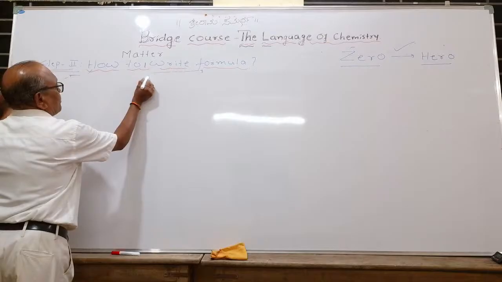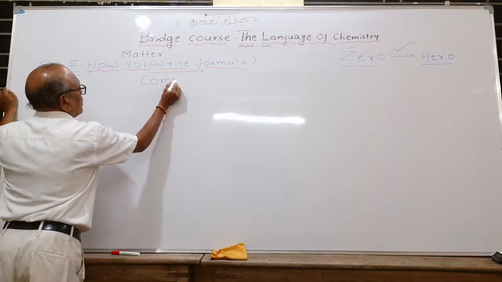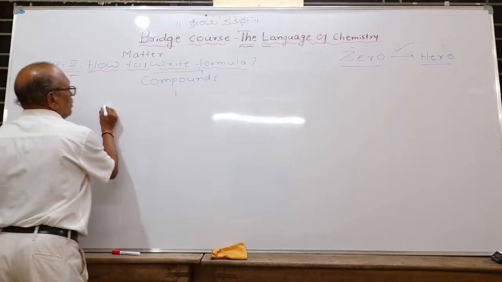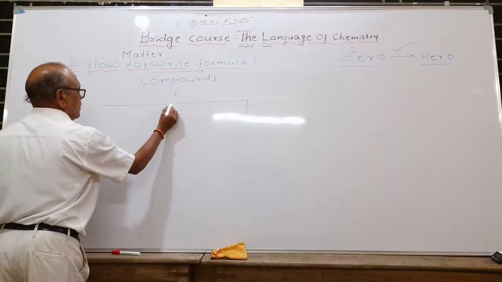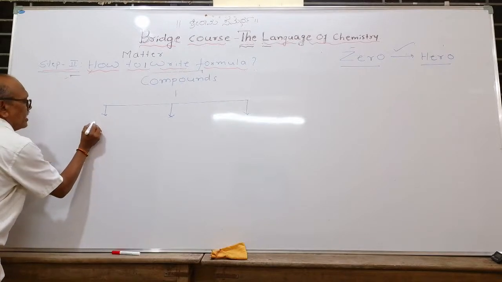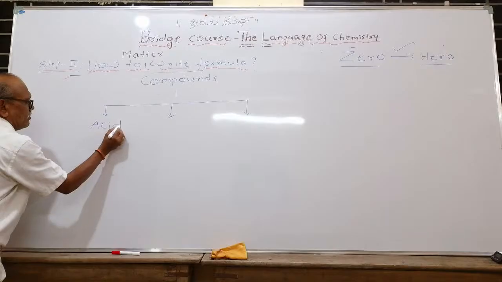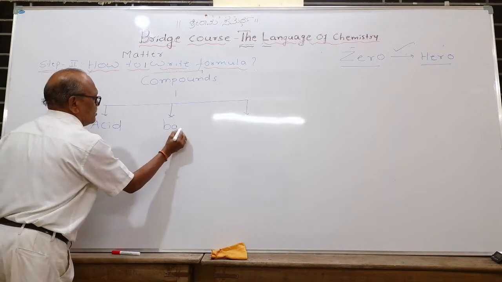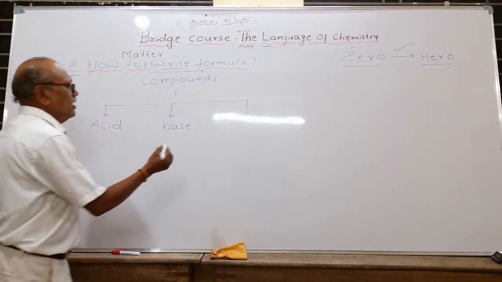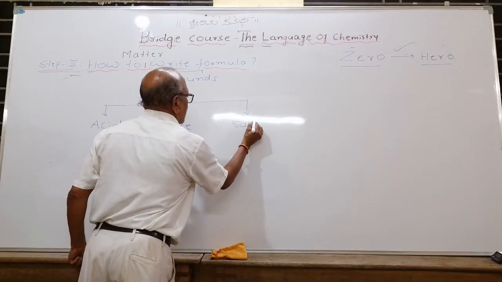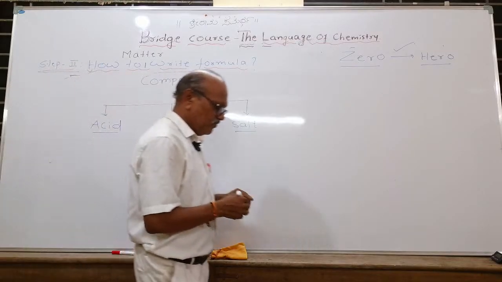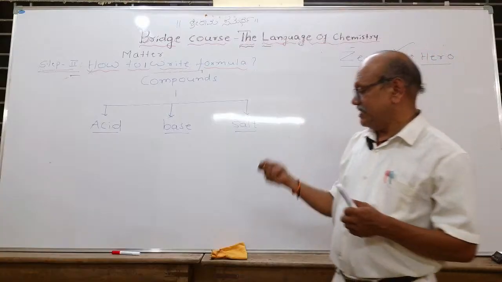Now compounds are classified. We are learning only inorganic compounds here, into three types. One is called acid. You are learning the chapter on acids and bases. The second one is called bases. This bridge course covers most of your concepts in inorganic chemistry. And the third one is salt. So that when you start learning that chapter, you will feel more comfortable. Acid, base, salt. Fine.